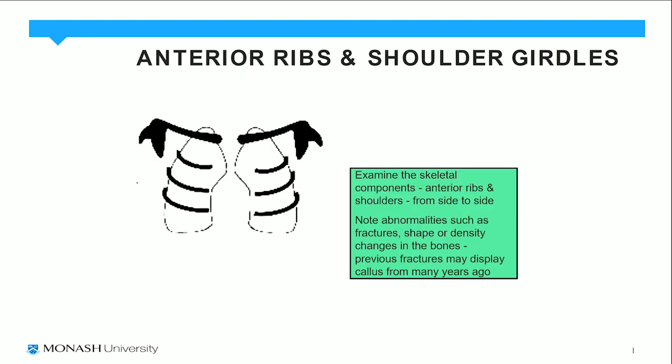The anterior ribs: examine the skeletal components from side to side. Note also abnormalities such as fractures, shape or density changes. Remember, previous fractures may display callus from many years ago.